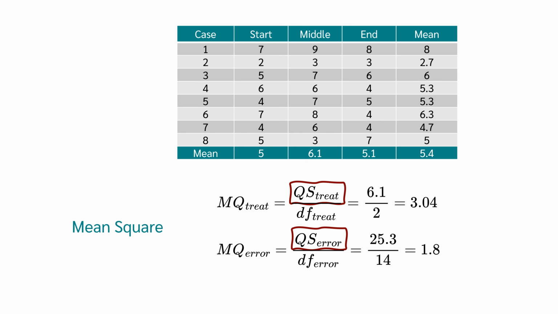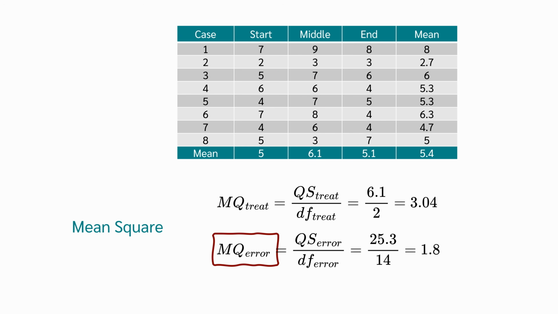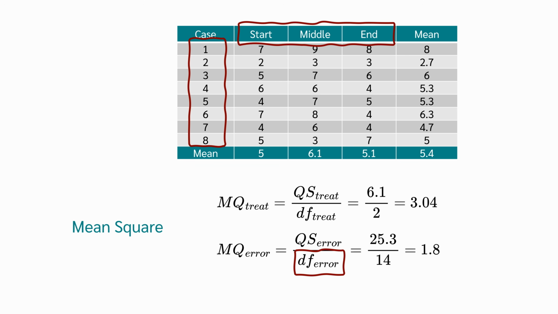To do this, we divide the respective sum of squares by the degrees of freedom. The mean square of the treatment is therefore calculated by dividing the sum of squares of the treatment by the degrees of freedom of the treatment. The degrees of freedom of the treatment are the number of factor levels minus 1. So we have 3 time points minus 1, which is 2. The mean square of the residual is obtained in the same way. Here the degrees of freedom are the number of factor levels minus 1 times the number of subjects minus 1. We get 2 times 7, which is equal to 14.